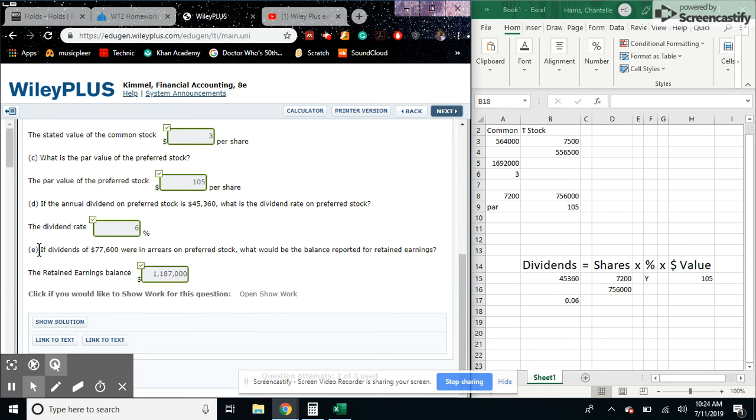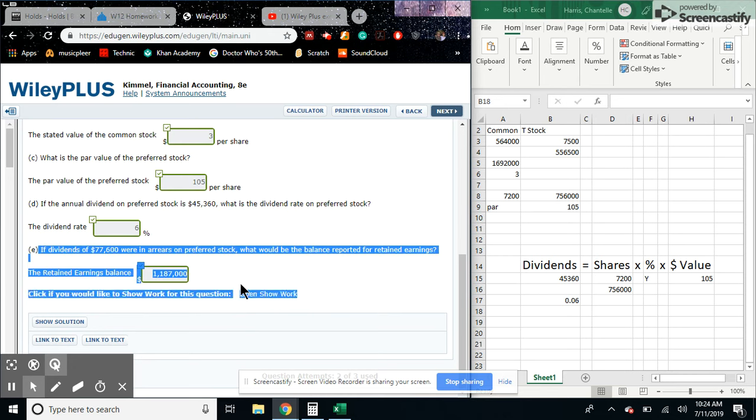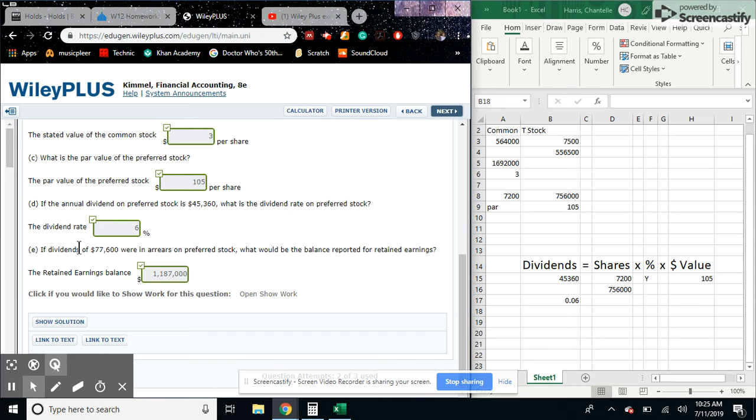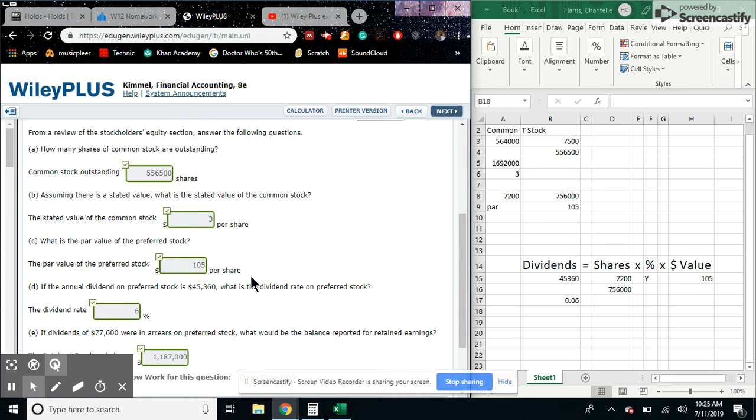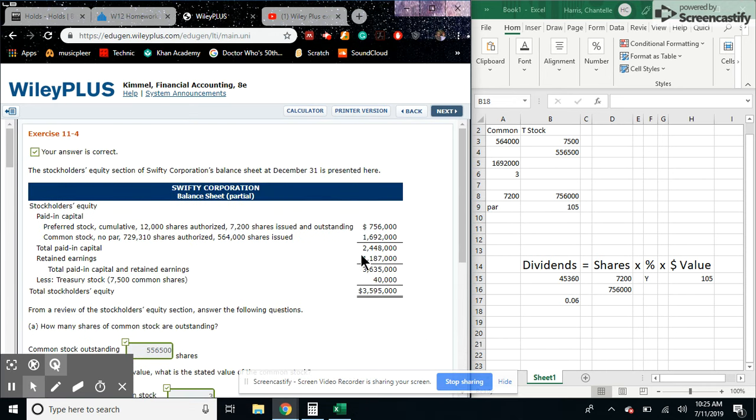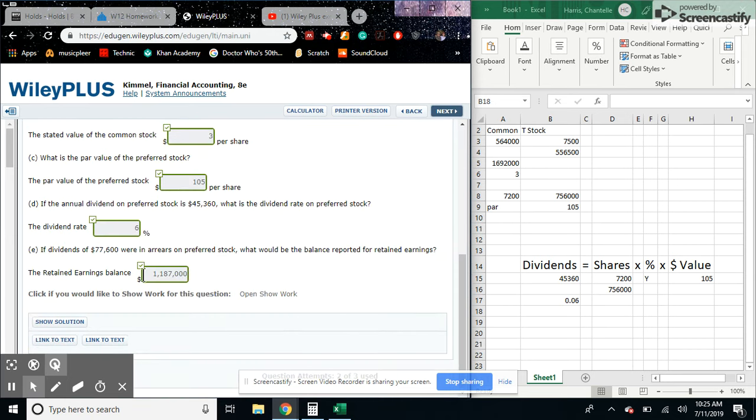The last question: if dividends of $77,600 were in arrears on preferred stock, what would be the balance reported for retained earnings? Since this wasn't declared by the board of directors, it doesn't have to be reported. It doesn't affect the retained earnings. So we are just carrying over what it has up here for retained earnings, the $1,187,000, to write down here, $1,187,000.